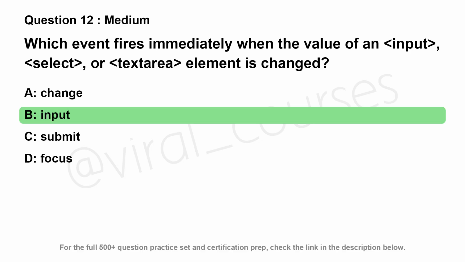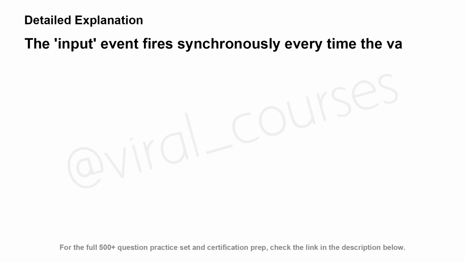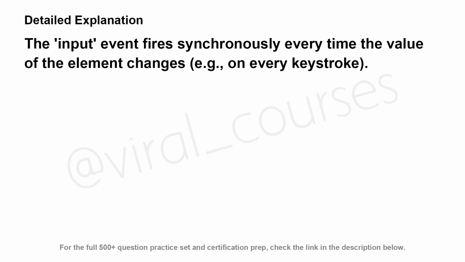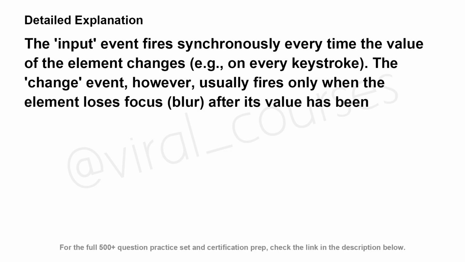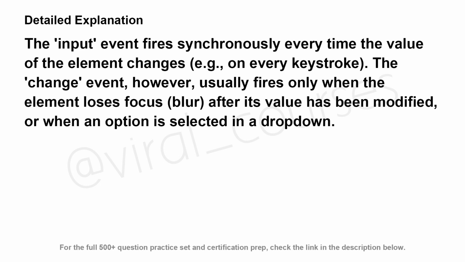The correct answer is B. The input event fires synchronously every time the value of the element changes, e.g., on every keystroke. The change event, however, usually fires only when the element loses focus (blur) after its value has been modified, or when an option is selected in a dropdown.